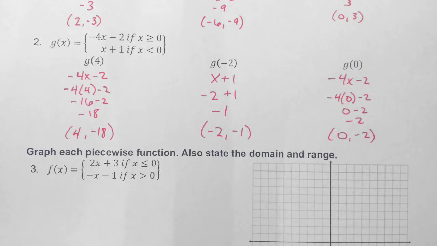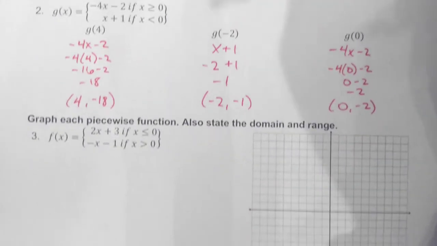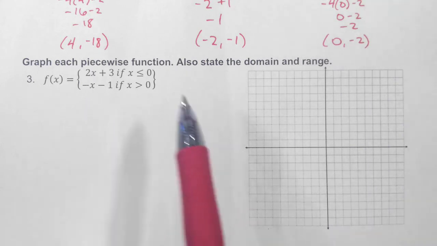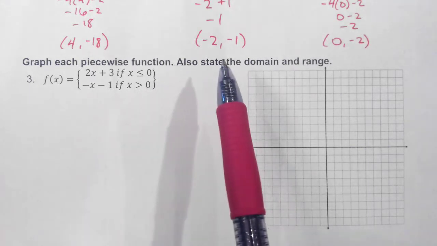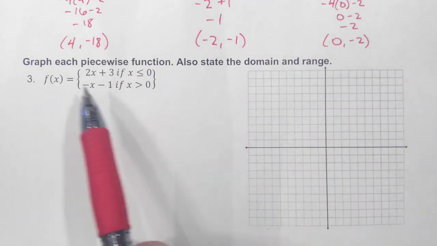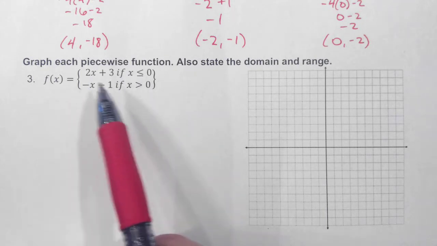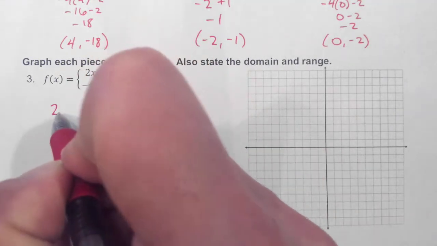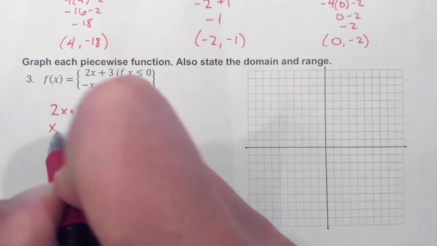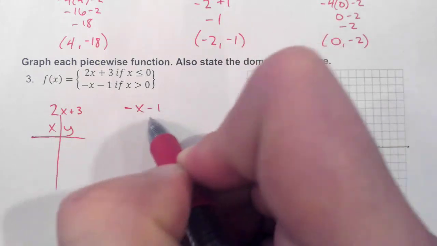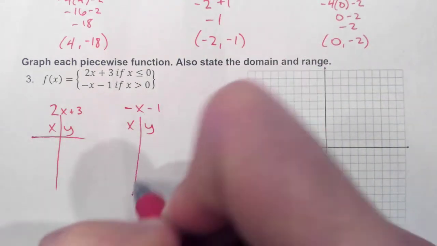To graph it, it's about the same type of thing. Maybe a little bit easier because you just pick the values you want. So we're going to graph these piecewise functions. We're also going to state the domain and the range. What I would recommend is to make two xy tables. One that represents the 2x plus 3, and the other one to represent the other piece, negative x minus 1.